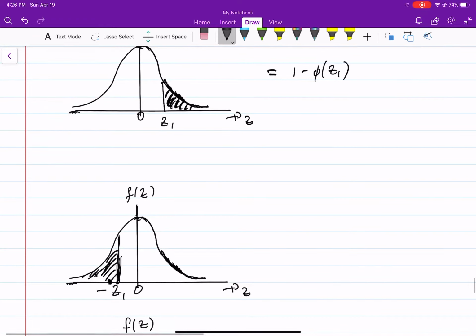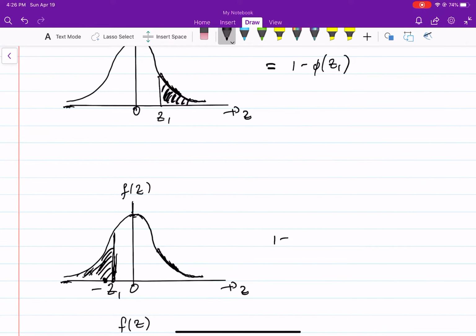Third diagram. I'm looking for all the area to the left of a negative z value. In your mind, if you were to flip that curve over, rotate it through 180 degrees, so that the negative z value appears on the right hand side, you can clearly see that the area to the left of negative z1 is the same as all the area to the right of positive z1. And therefore you can write this also as 1 minus phi of z1.